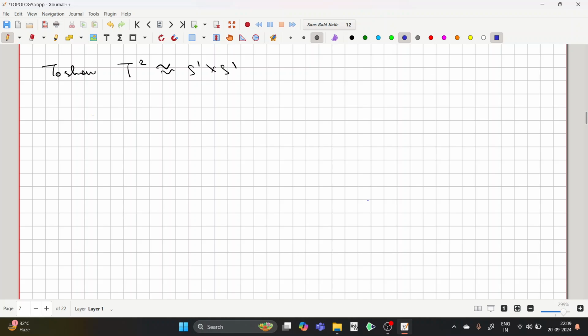Okay, so what I do, I define a function f from [0,1] × [0,1] to S1 × S1 such that f of (x, y) is mapped to (e^(2πix), e^(2πiy)). And why do I specifically do that?